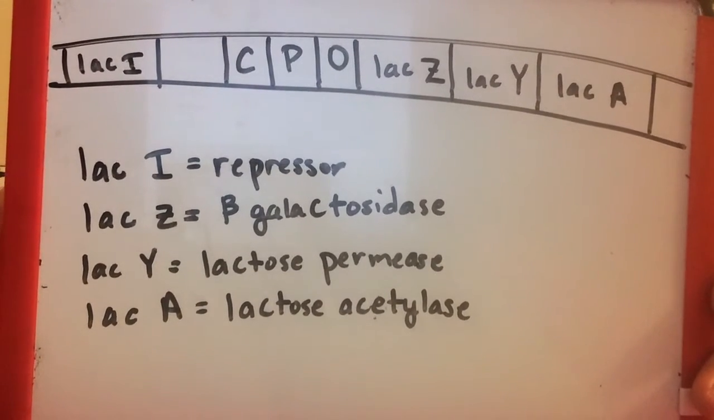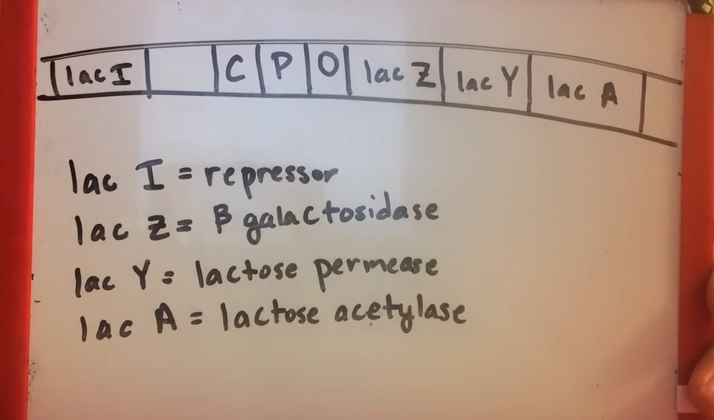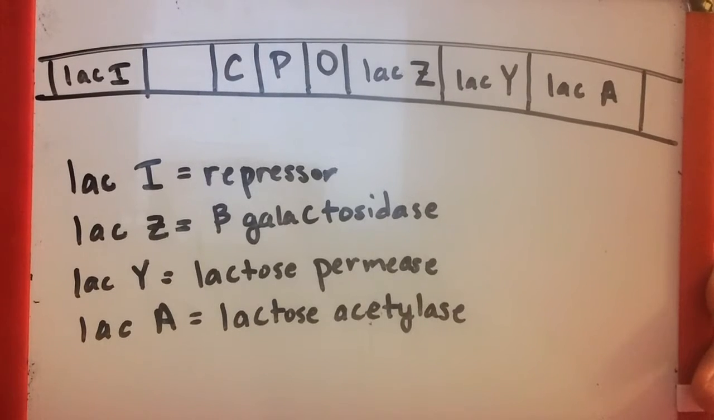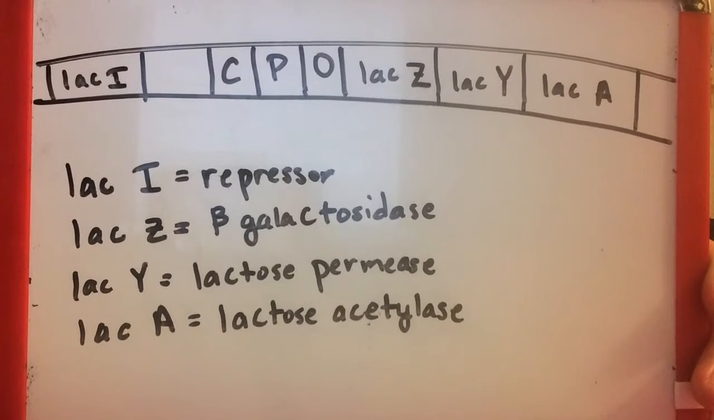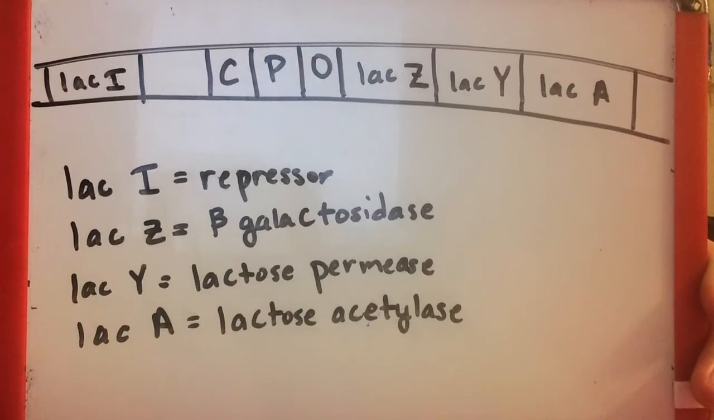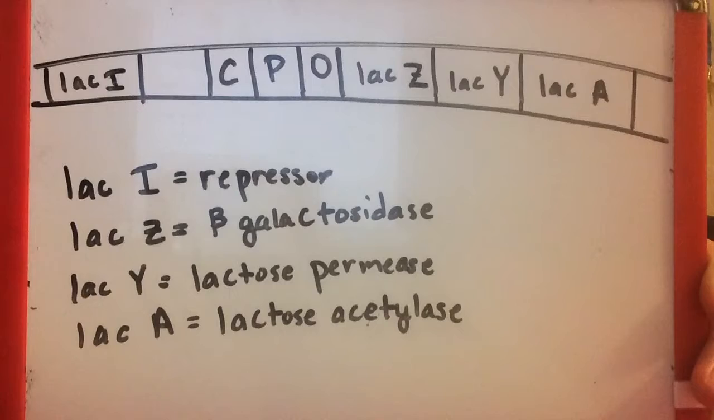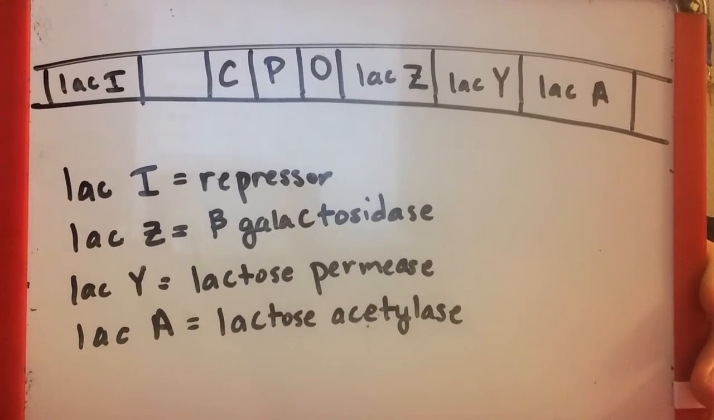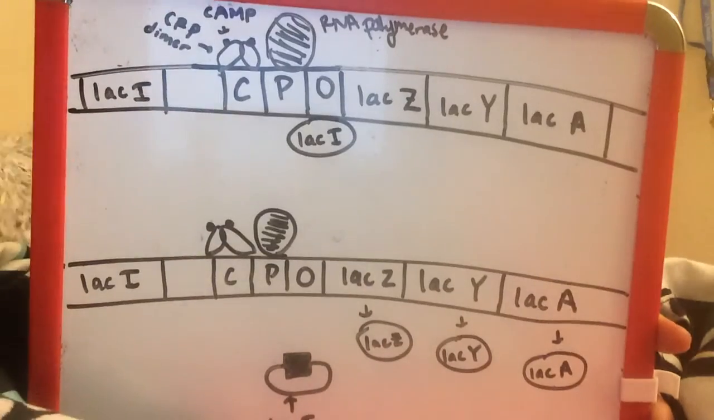I'll be discussing the overall regulation of the lac operon and how it utilizes catabolite repression. There are four main genes in the lac operon that encode for proteins. Lac I encodes a repressor. Lac Z encodes beta-galactosidase, which is responsible for breaking the bond in lactose between glucose and galactose. Lac Y encodes lactose permease, which allows lactose to enter the cell. And Lac A encodes lactose acetylase, which transfers an acetyl group to lactose.